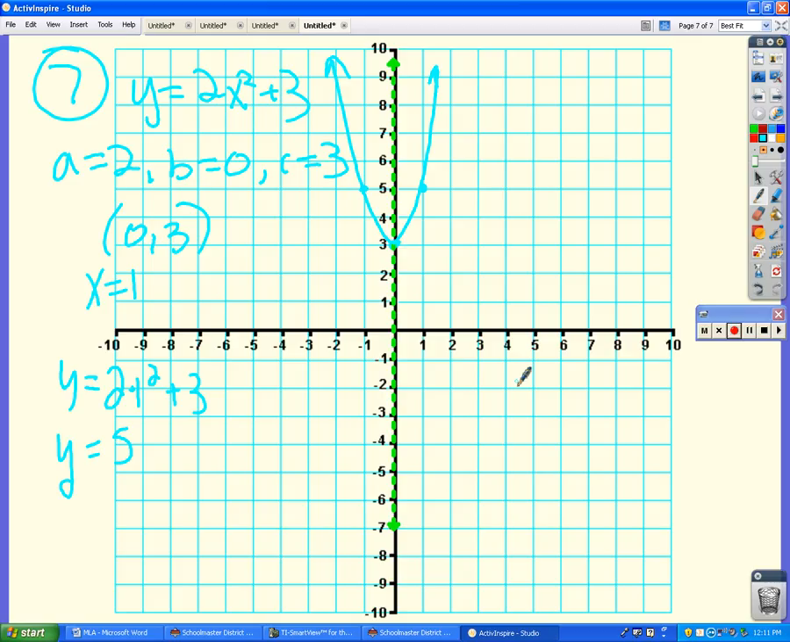So if you have your vertex on the y-axis, all you need to do is just pick a different value of x. 1 is usually a good one. Figure out what y equals for that, and then that will give you the other 2 points that you need to complete your graph.